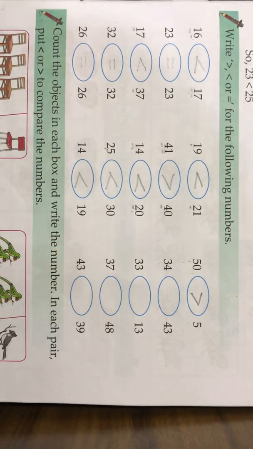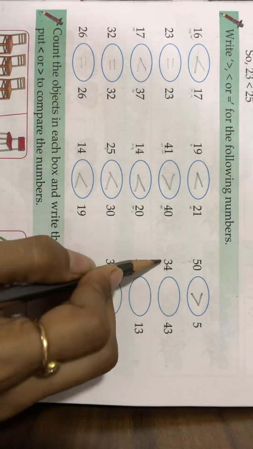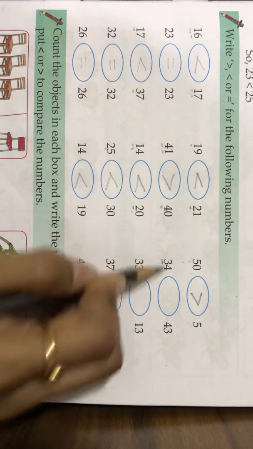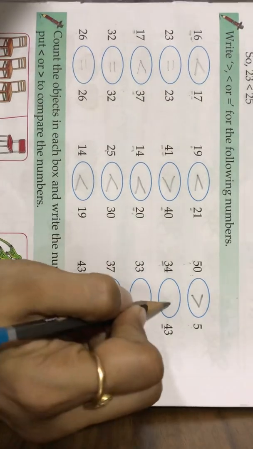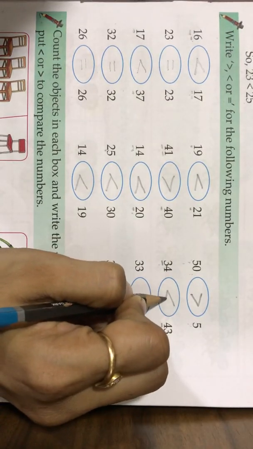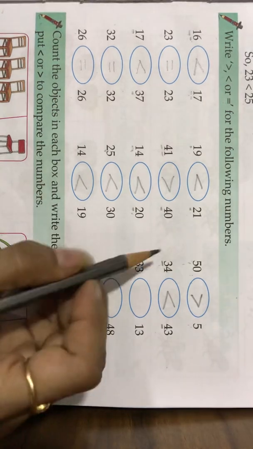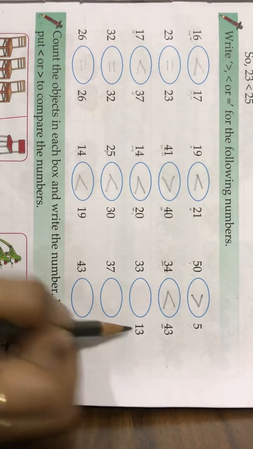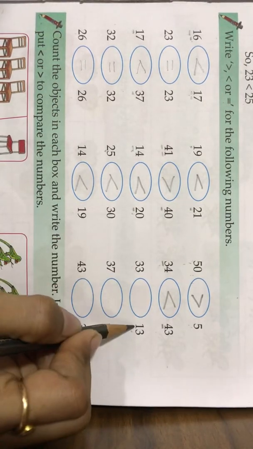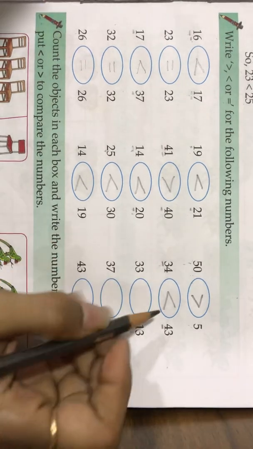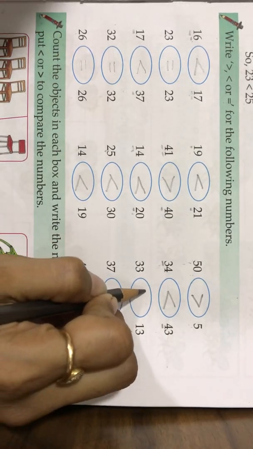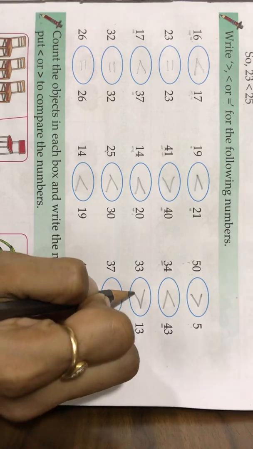34, 43. Don't get confused, children. Always check the tens place. 3 tens, 4 tens. 43 is bigger than 34. 33, 13. 3 tens, 1 ten. So, 33 is greater than 13.